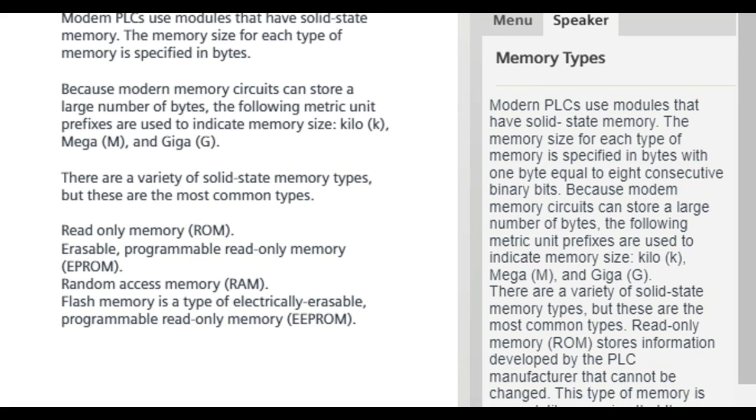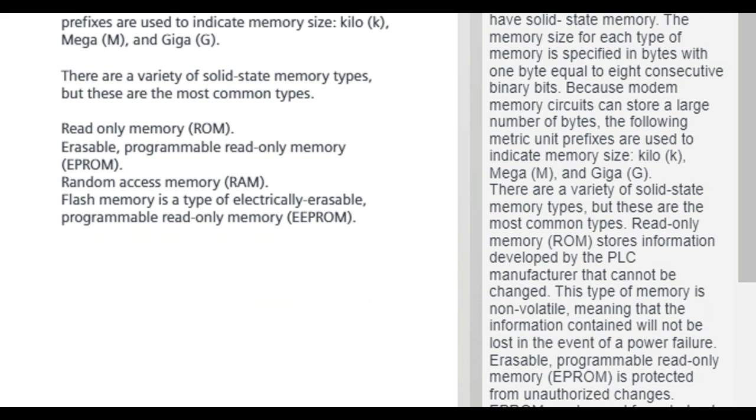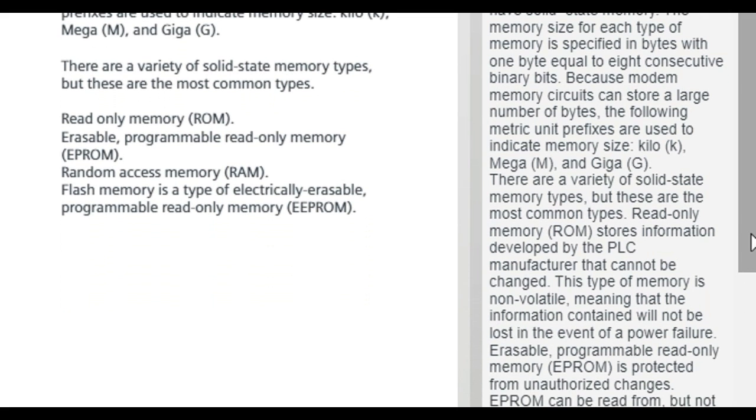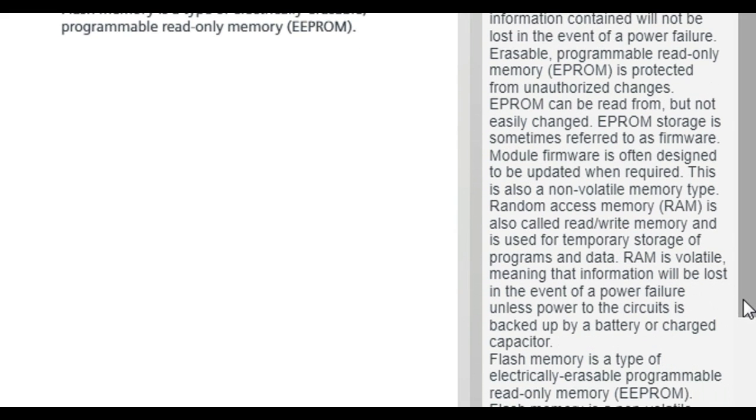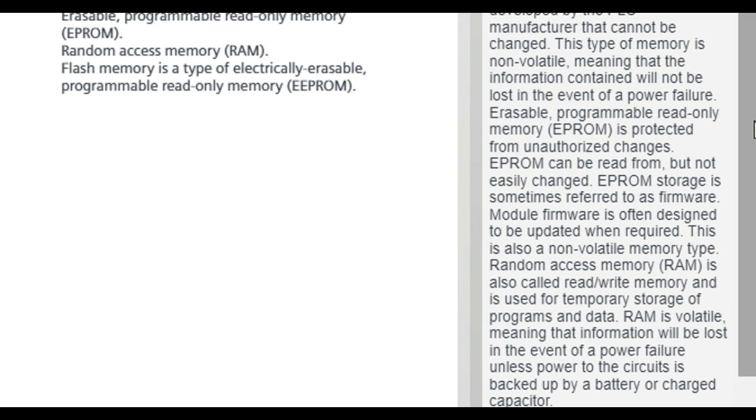Read-only memory, ROM, stores information developed by the PLC's manufacturer that cannot be changed. This type of memory is non-volatile, meaning that the information contained will not be lost in the event of a power failure. Erasable programmable read-only memory, EEPROM, is protected from unauthorized changes. EEPROM can be read from, but not easily changed. EEPROM storage is sometimes referred to as firmware. Modern firmware is often designed to be updated when required. This is also a non-volatile memory type.